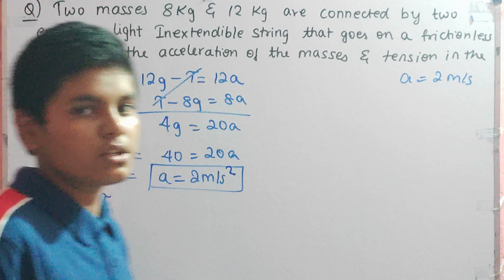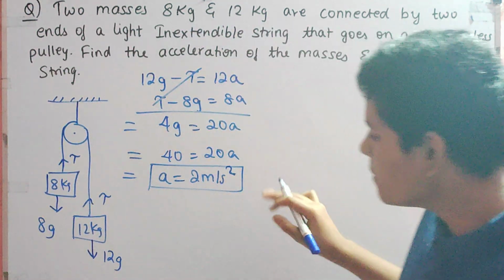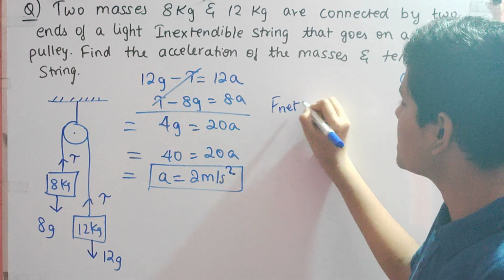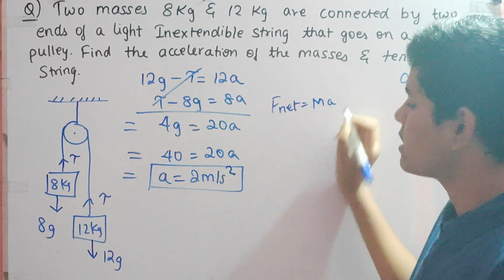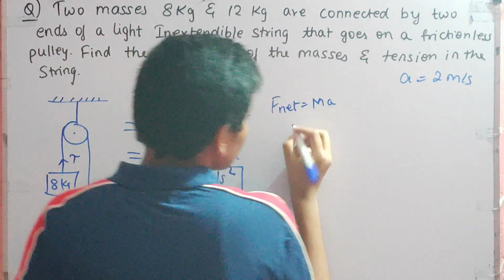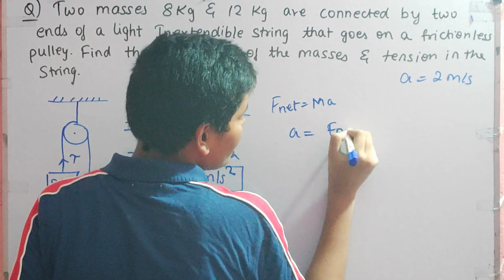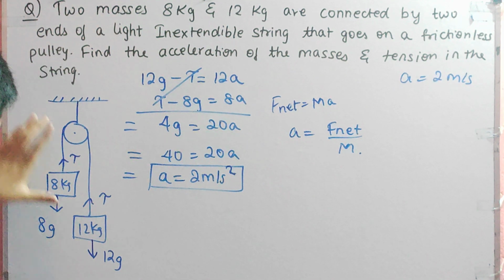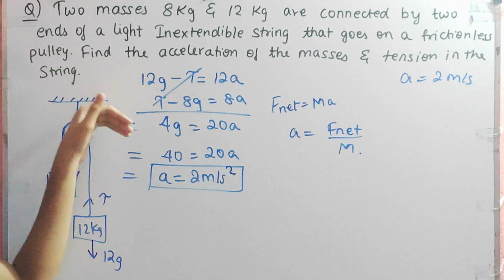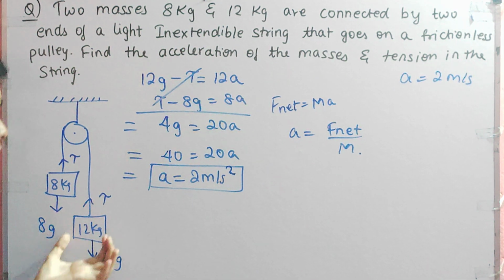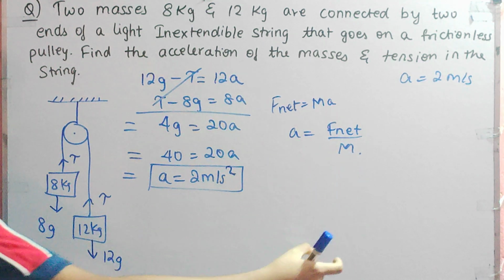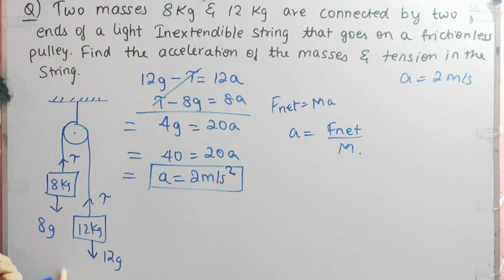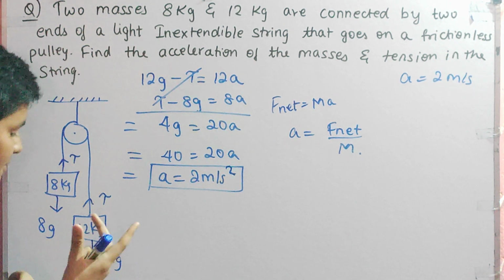Now there is one more method of finding acceleration. What we have to do here is, we know the formula F net is equals to ma. We have to find the acceleration. So a is equals to F net by m. Now if you consider this whole pulley plus the masses plus the top as a system, then if you add the total force, what will you get? Here the 12 kg is moving down with 12g, and the 8 kg is moving up with 8g.